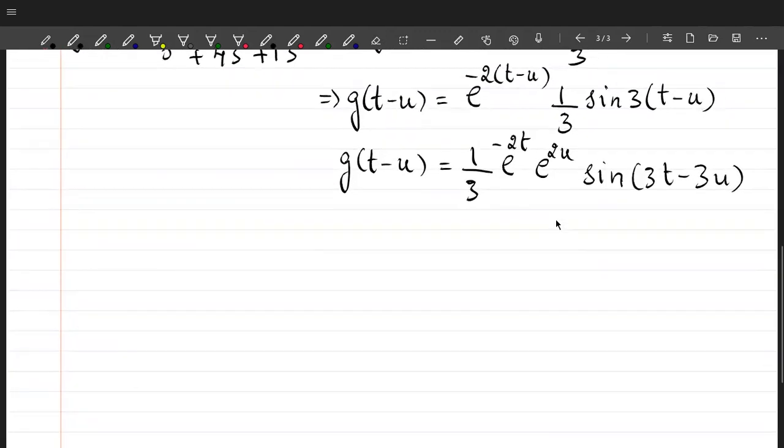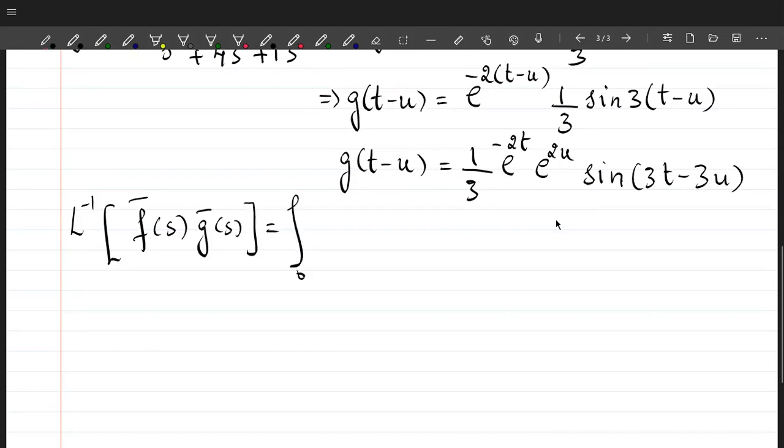Now let's write the statement of convolution theorem. L inverse of f bar of s multiplied with g bar of s is equal to integration from 0 to t f of u into g of t minus u du.